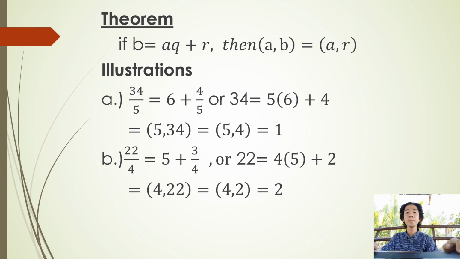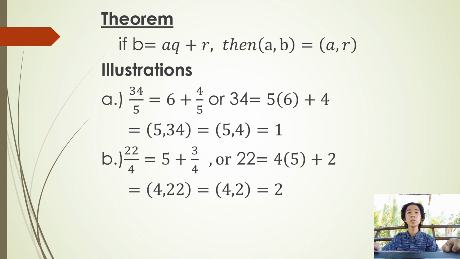Theorem: if b is equal to a q plus r, then the GCD of a and b is equal to the GCD of a and r. Illustrations. A: 34 over 5 equals 6 plus 4 over 5, or 34 is equal to 5 times 6 plus 4. Then the GCD of 5 and 34 equals the GCD of 5 and 4. Then the result is 1.